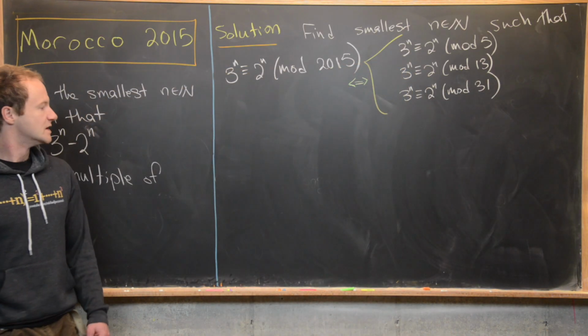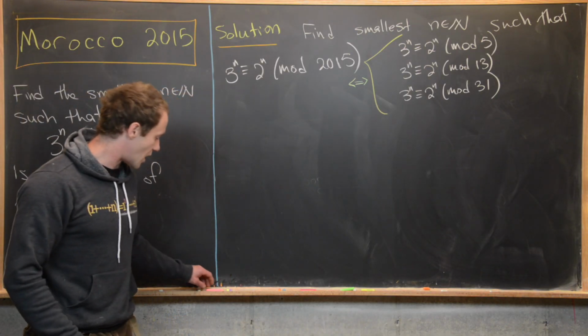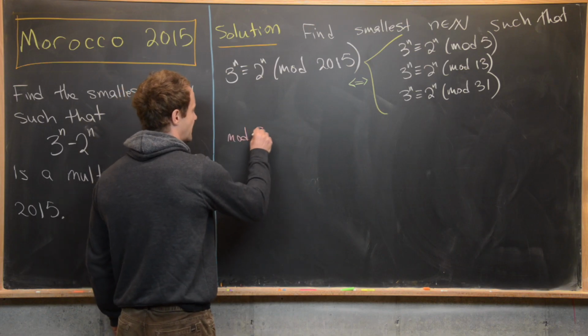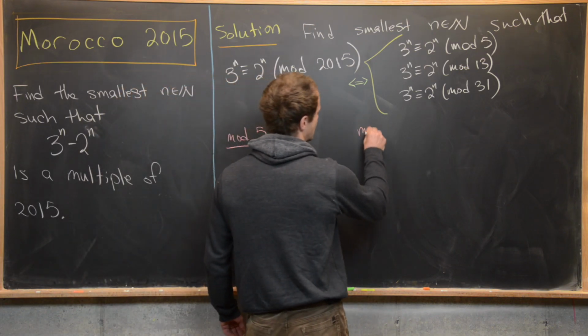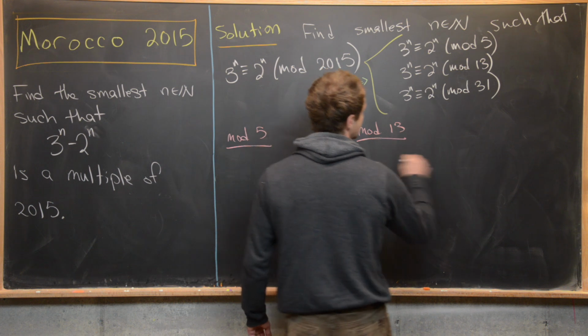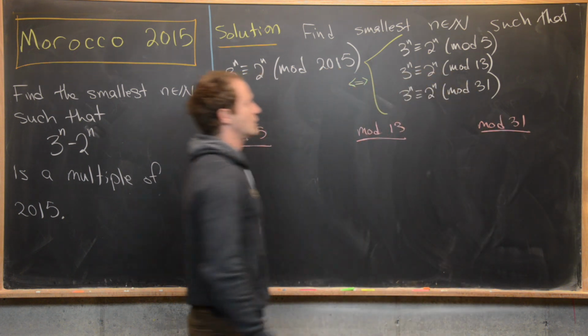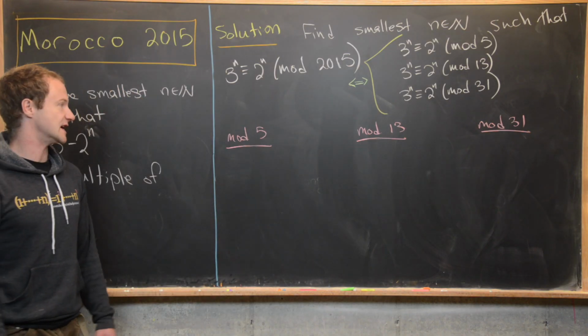Great. So now let's maybe work on each of these separately. So let's maybe work mod 5 first, then we'll work mod 13, and then finally we'll work mod 31. And then we'll try to mash all of these things together.